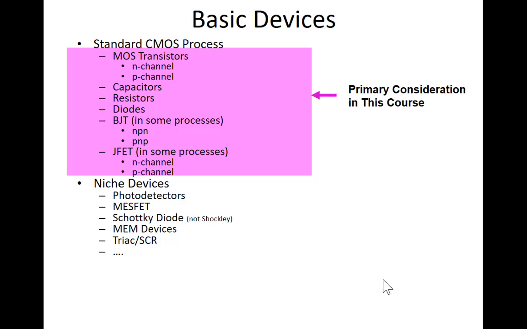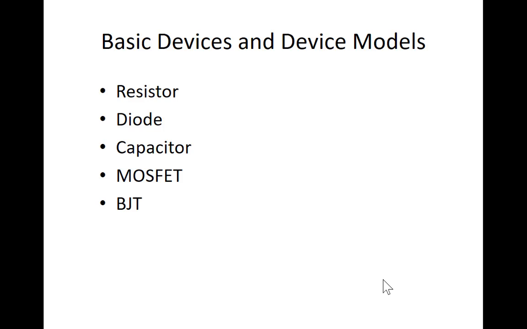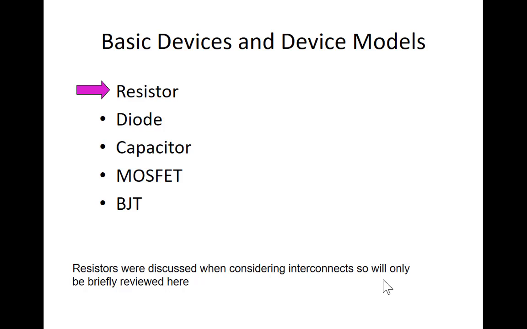The primary consideration in this course is going to be a standard CMOS process. We're going to have N-channel and P-channel transistors available, capacitors, resistors, diodes, maybe a BJT, not too great, maybe a JFET, and we'll have some niche devices that we'll look at as well. We will spend some time in this course talking about SCRs and triacs. It's an entirely different type of process that's used to build those types of devices.